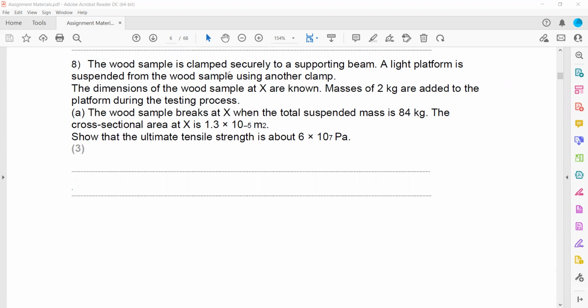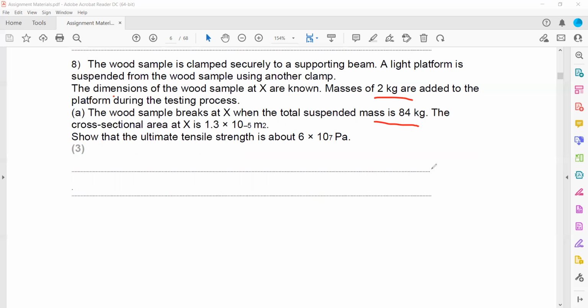A wood sample is clamped securely to a support beam. The light platform is suspended from the wood sample using another clamp. The dimensions of the wood sample at X are known. Masses of 2 kilograms are added to the platform during the test process. The wood sample breaks at X when the total suspended mass is 84 kilograms. Show that the ultimate tensile strength is about 6 × 10^7 Pascal.